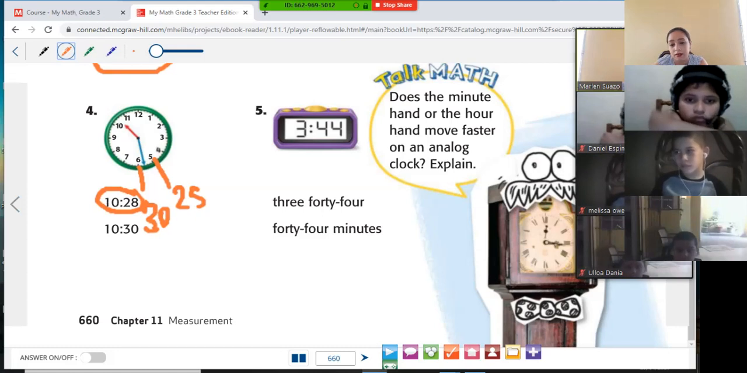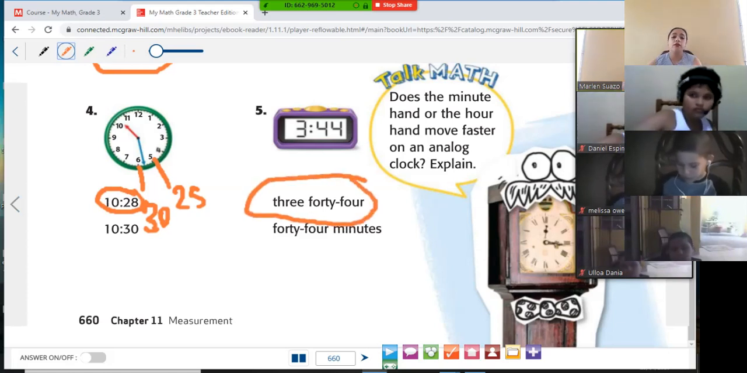Now, 3:44. This is easy because it's a digital clock and it's easier to read. So the answer is 3:44. The answer is 3:44.